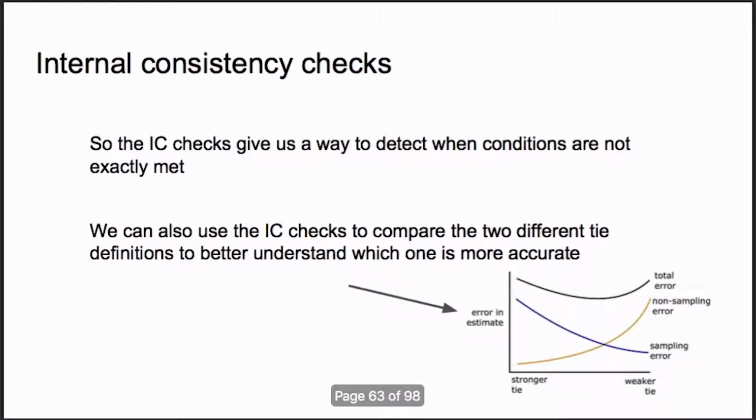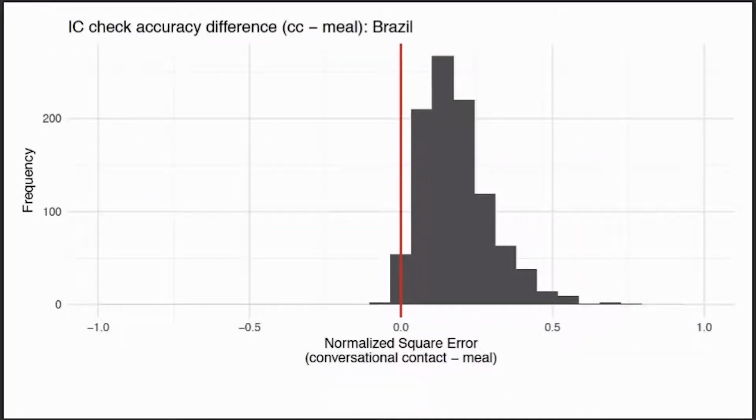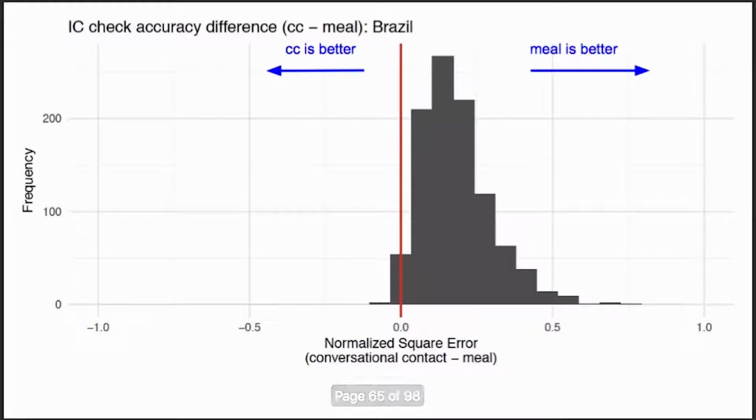We can estimate the sampling distributions of these internal consistency checks using the bootstrap. And in doing that, we can tell what the distribution looks like of how often one network does better or worse than the other. So this is an estimated sampling distribution of the normalized square error in those internal consistency checks for Brazil, comparing the meal and conversational contact definition. In this case, you can see that the majority of the mass of the sampling distribution is in favor of the meal definition being more accurate.